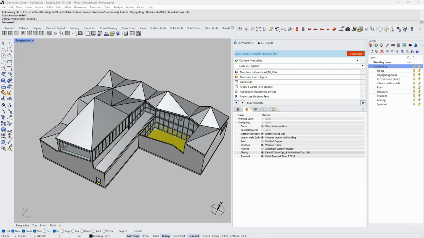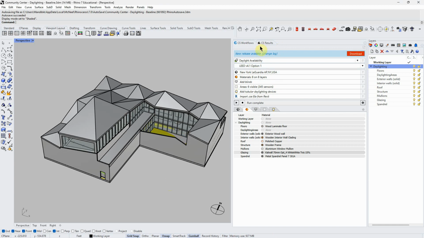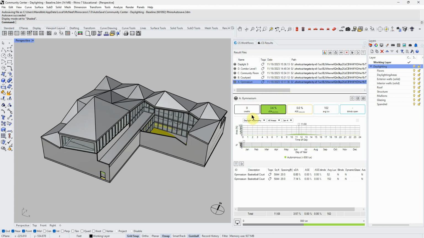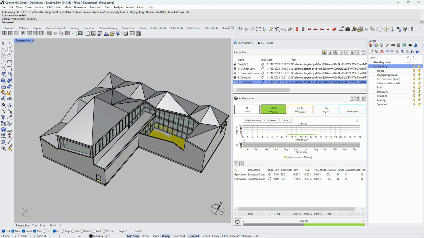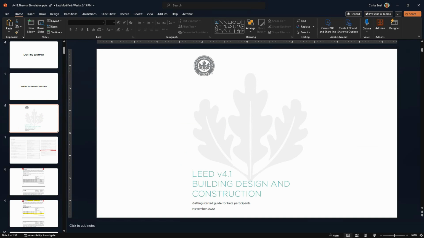Okay, so we're looking at this model, and you've done a LEED 4.1 option 1 daylight availability study, and you're wondering why it doesn't seem to be working. You're not getting any credits, and you have really low outputs here, and so you're confused by that. Let's then review what we're talking about here.